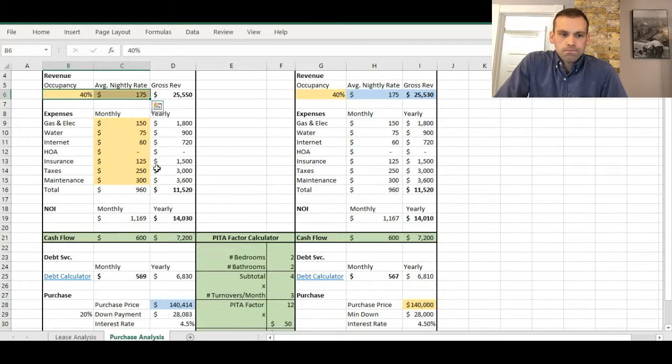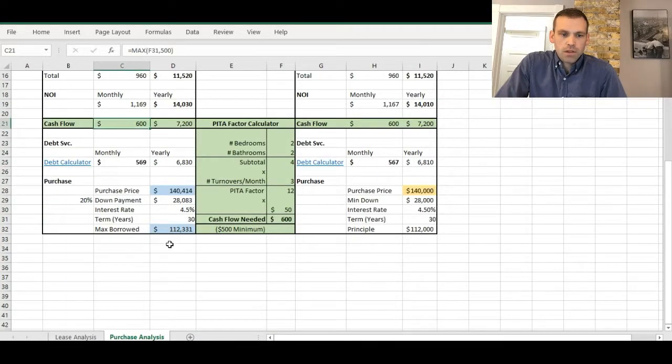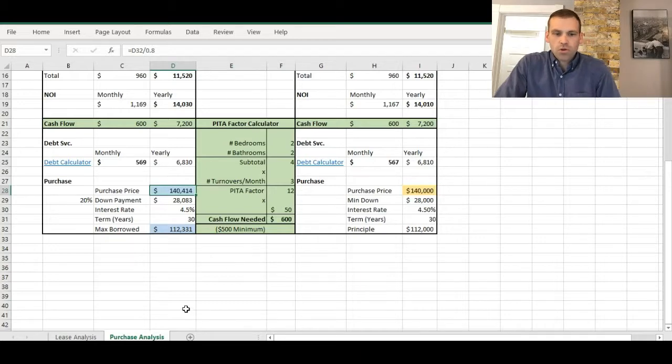This one is basically going to tell me how much can I afford to pay for a property based on the income that I believe it's going to generate. So I'm going to put in the occupancy percentage, the average nightly rate. These are yearly numbers. That's going to give me the gross revenue for the property. I'm going to put in all of my expenses. I'm going to put in the amount of cash flow that I want to end up with at the end of the month. And it's going to crunch the numbers and give me a purchase price.